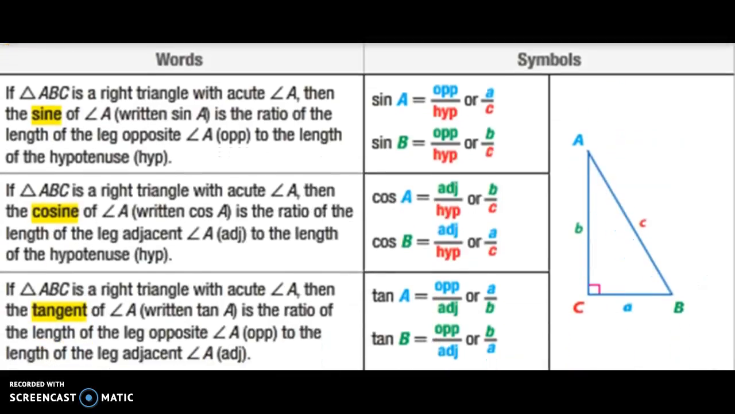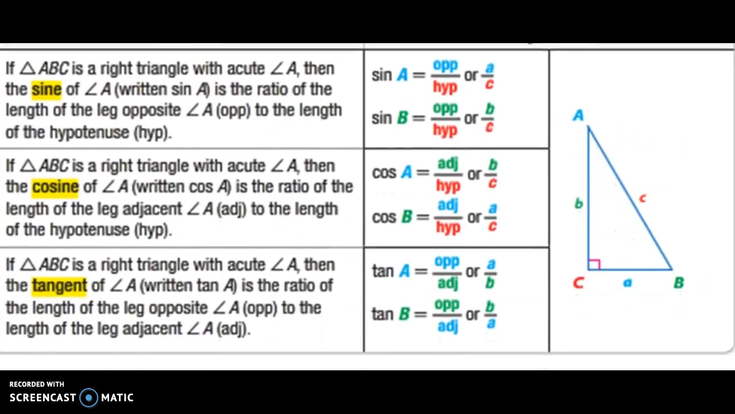So here are trigonometric ratios that we need to know. Sine is the opposite over the hypotenuse from your angle A. So if I look at angle A, the opposite side would be side A over C. And if I was looking at angle B, opposite side would be B, but again the hypotenuse would be C.